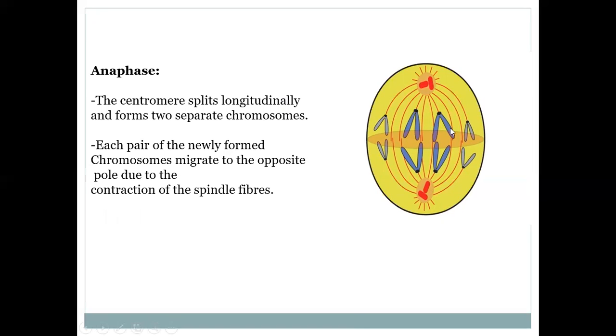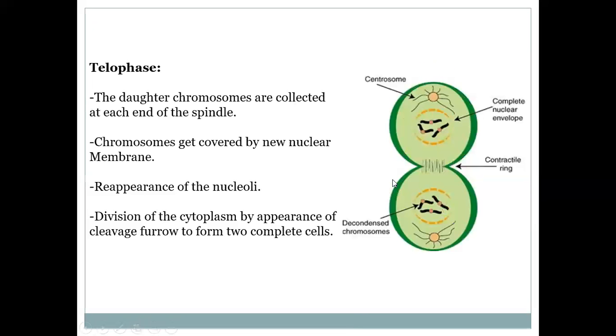Here two pairs of chromosomes are moving to the opposite sides. In telophase, you see the reappearance of the nucleolus and nuclear membrane, and the daughter cells' chromosomes are collected at each end of the spindle.